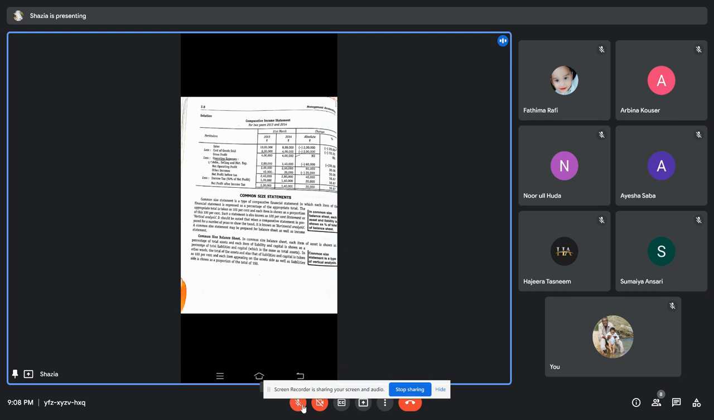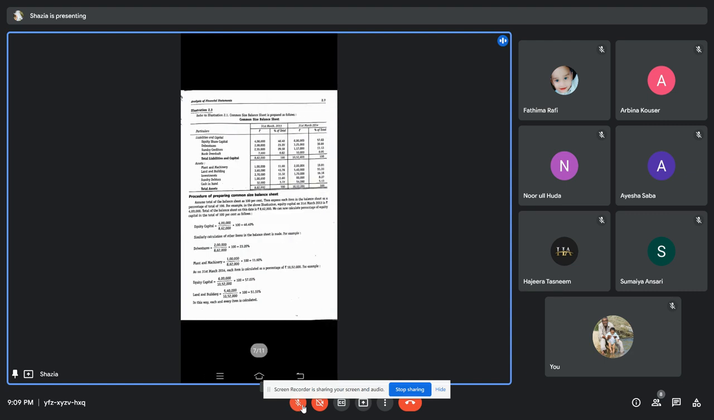Then again, in other words, the total of the assets and also that of the liabilities and capital is taken as 100%, and each item appearing on the asset side as well as the liability side is shown as a proportion of the total of the 100. Actually, this is a little confusing here, but when you do the problem, you will exactly know how to do it. Okay, so I'm going to directly start the problem here.